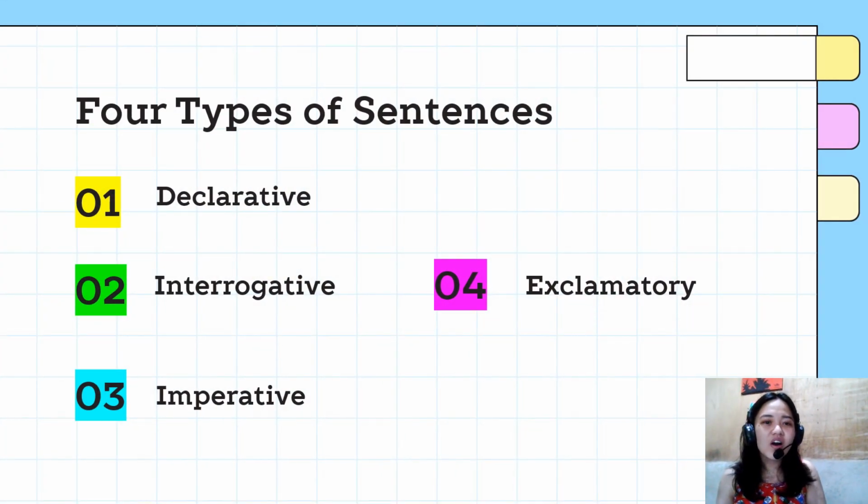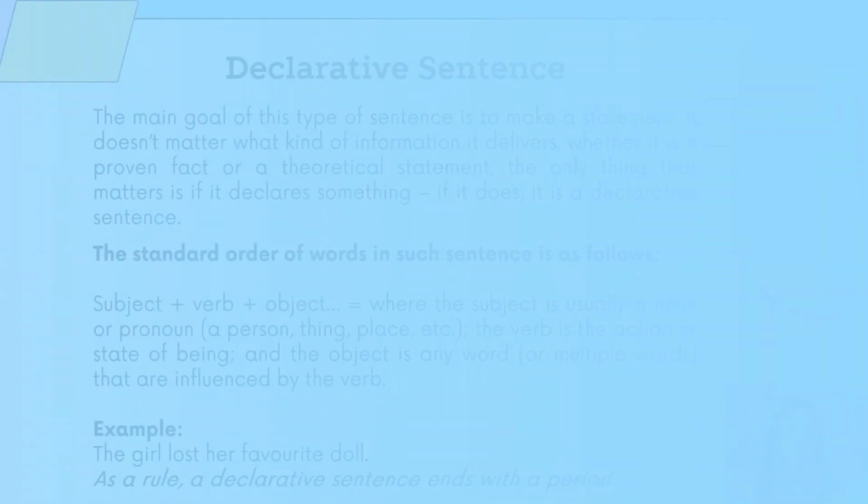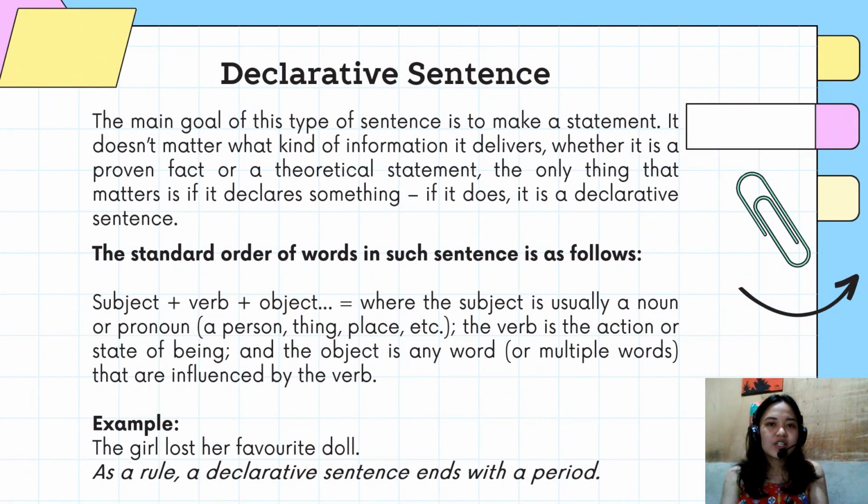Okay, so here are our four types of sentences. First, declarative; second, interrogative; third, imperative; and lastly, we have the exclamatory sentences. Now let us first talk about the declarative sentence.